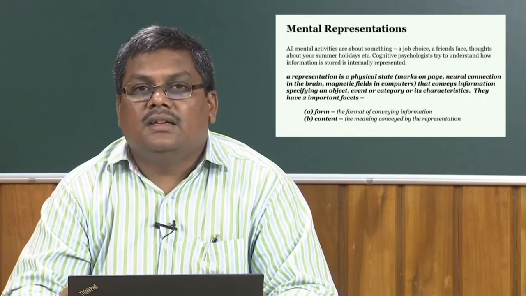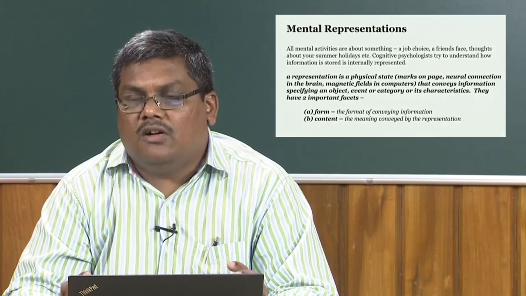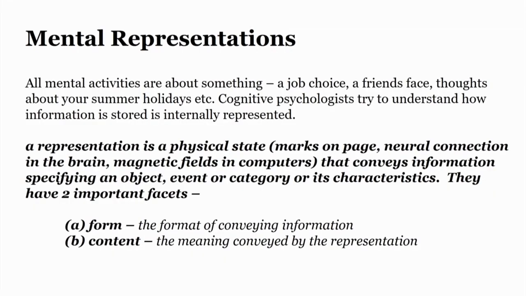Another interesting subject matter of cognitive psychology is mental representation. What is a mental representation? Whenever we think about something, maybe it could be a job, thinking about a friend, a particular vacation, a lot of mental activity takes place in the brain. And so, these mental activities actually use something called mental representations.